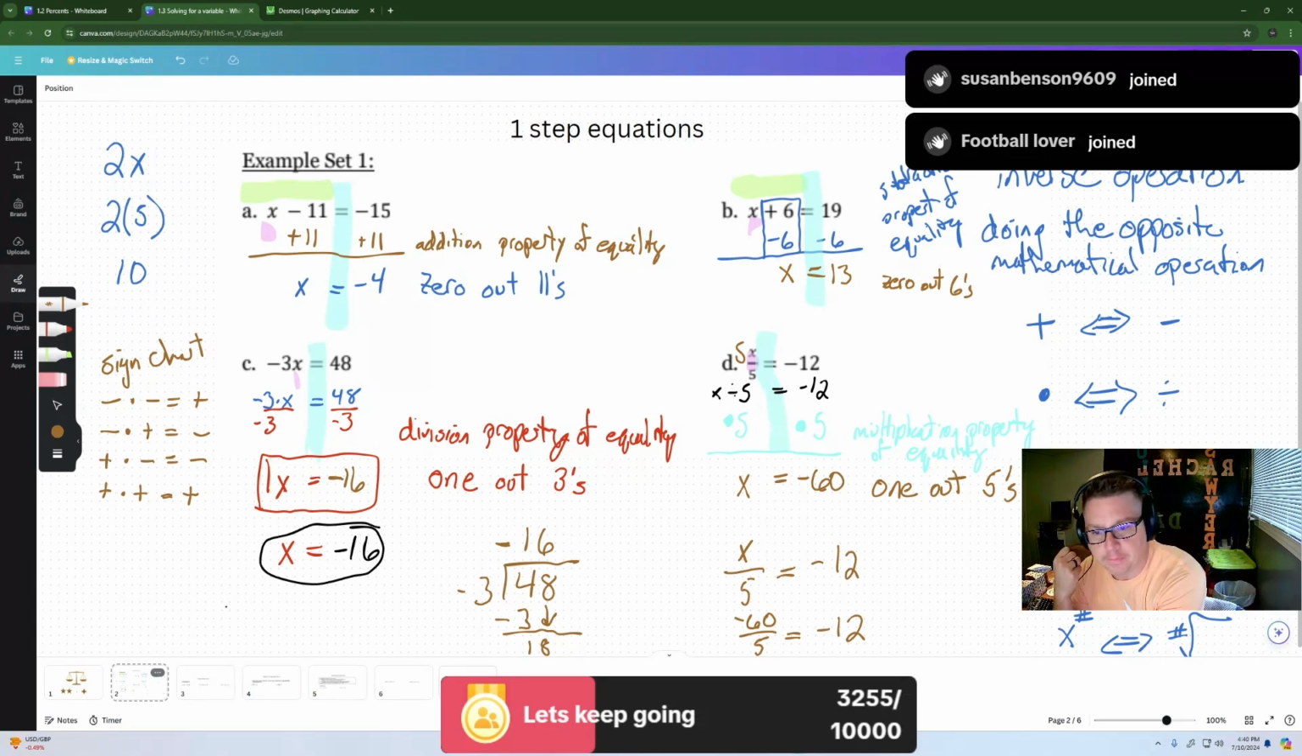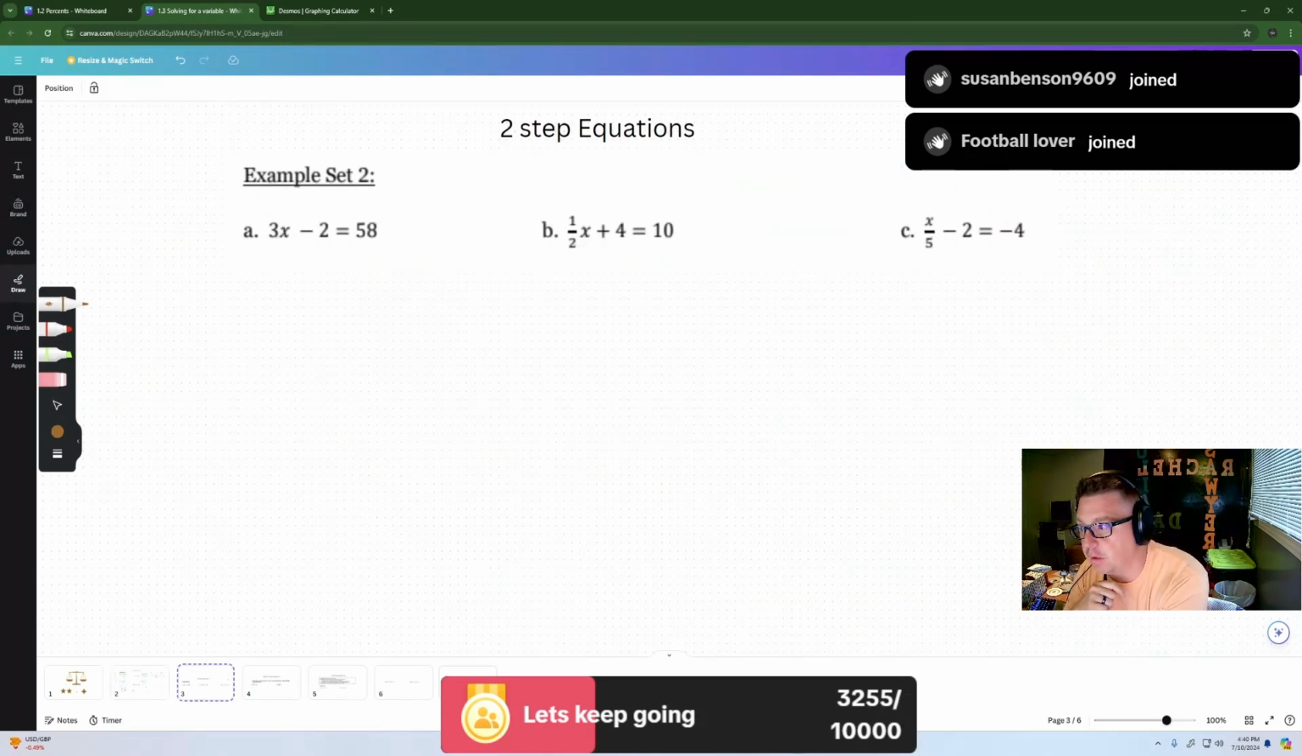Okay? All right, so let's challenge ourselves. Let's step our game up and see what we can do with these. Now, same process, but you got to remember it. Underline the variable, and then draw a line down the middle of the equal sign. Okay?